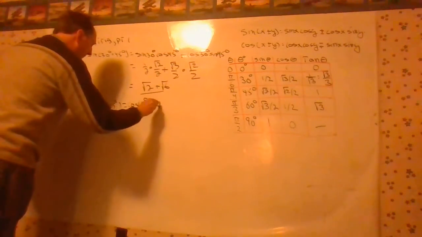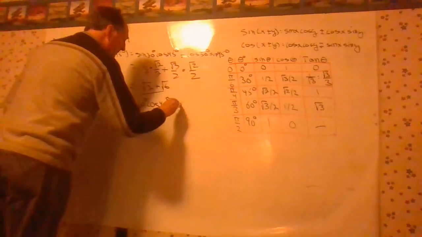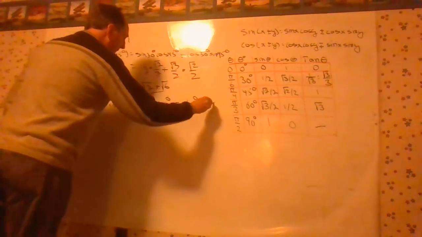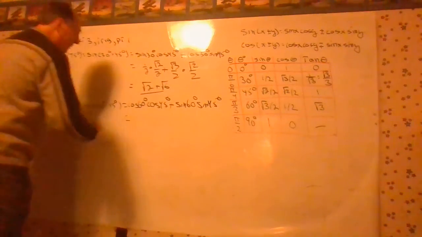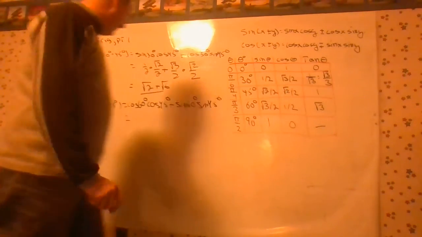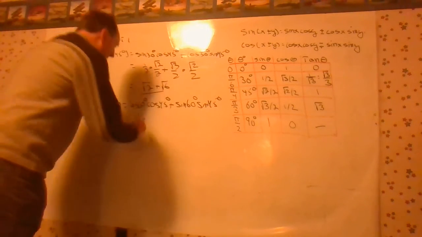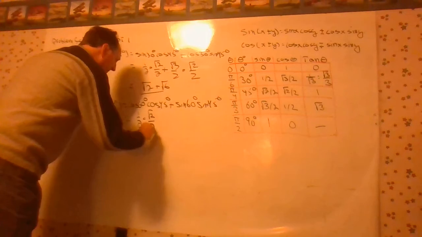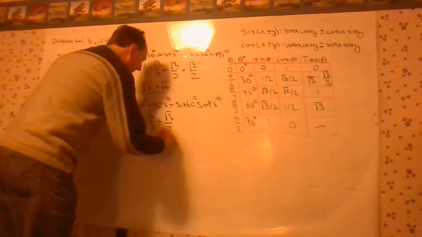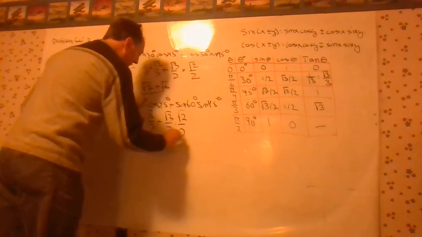And so we have cosine 60 cosine 45 plus sine 60 sine 45. And of course, cosine 60 is 1/2 times cosine 45, square root of 2 over 2, plus sine of 60, square root of 3 over 2, times sine 45, square root of 2 over 2.